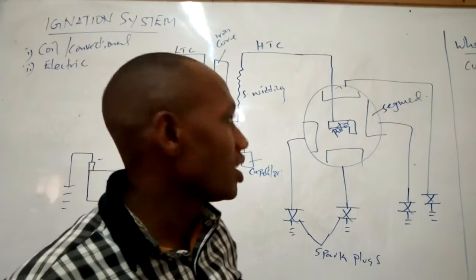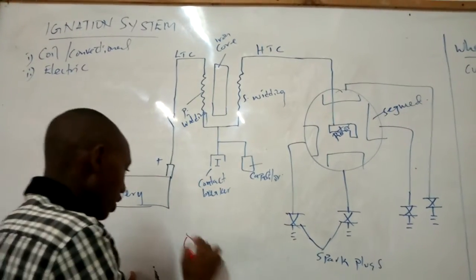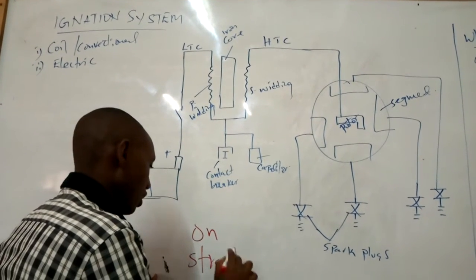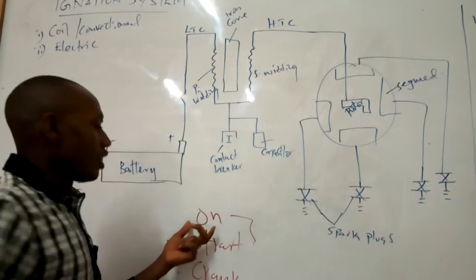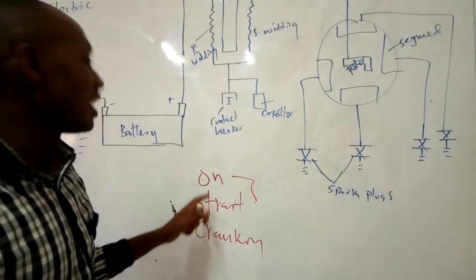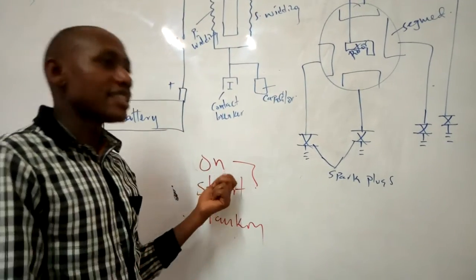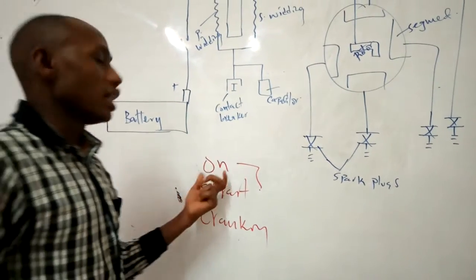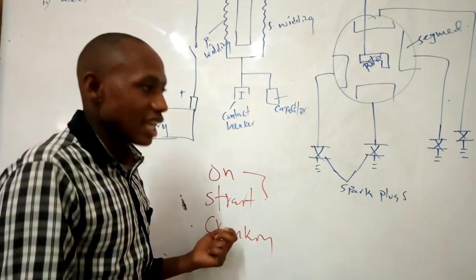Now let us look at the operation of the system. You know there is a difference between when the engine is on and when we start the engine, which is cranking. When you put the engine on, all the electrical components are functional. You can put on the hazard light or tune the radio when the engine is on. But once you start the engine, the engine will start running.